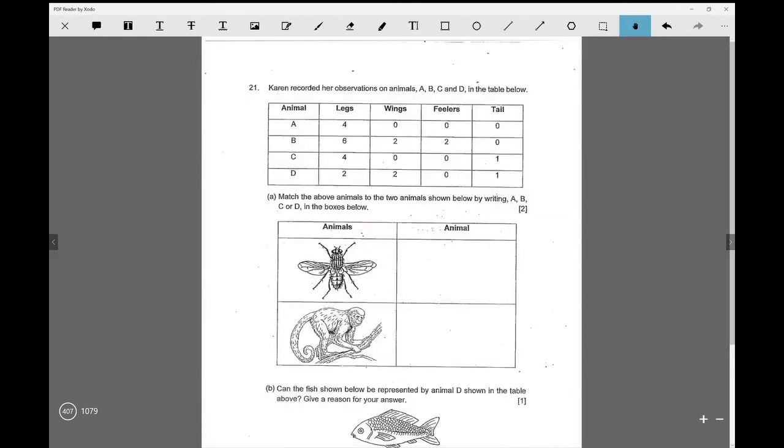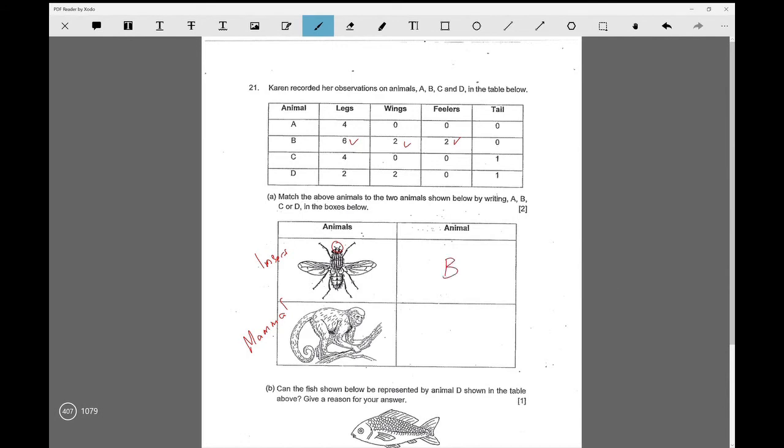The next one, let's look at question 21. Okay, as you can see, this is an insect. Then the monkey, right? Monkey is a mammal. Okay, so insects' most important characteristic is 3 body parts and 6 legs. So 6 legs, and this living thing here from the picture, as you can see, has wings, has feelers. The feelers are very tiny but they're here. Okay, no tail so it's animal B.